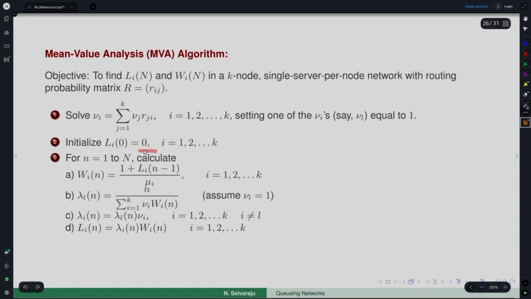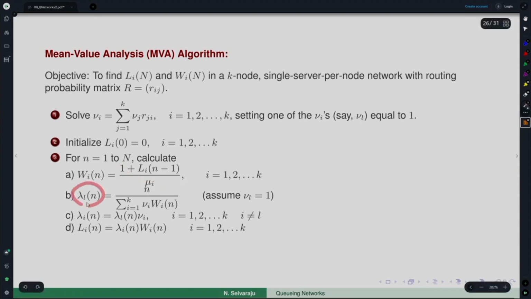You initialize L I of 0 to 0. Now, for n equal to 1 to N, you repeat these steps A, B, C, D. So, the first one is L I of 0, which you have initialized. Now, for n equal to 1, you compute W I of 1, which is 1 by mu I for each of these 1 to k nodes. W 1 of 1, W 2 of 1, W 3 of 1 and so on, which will be 1 by mu 1, 1 by mu 2, 1 by mu 3 and so on.